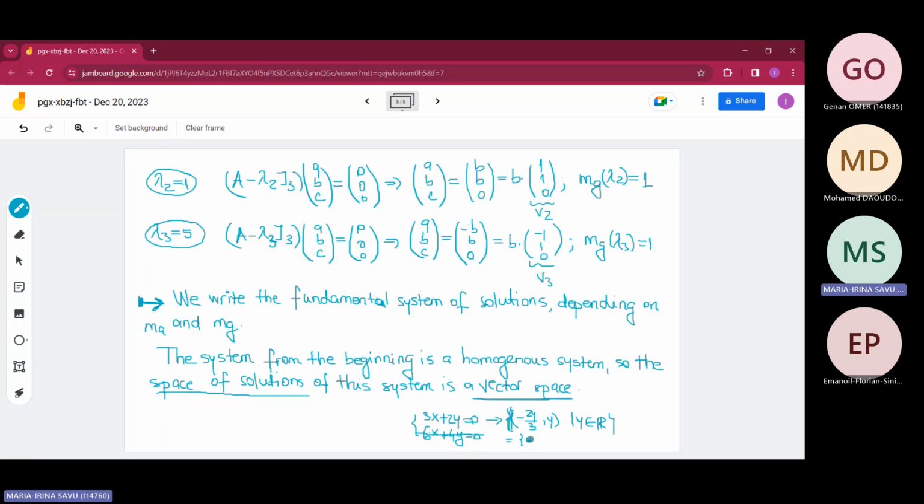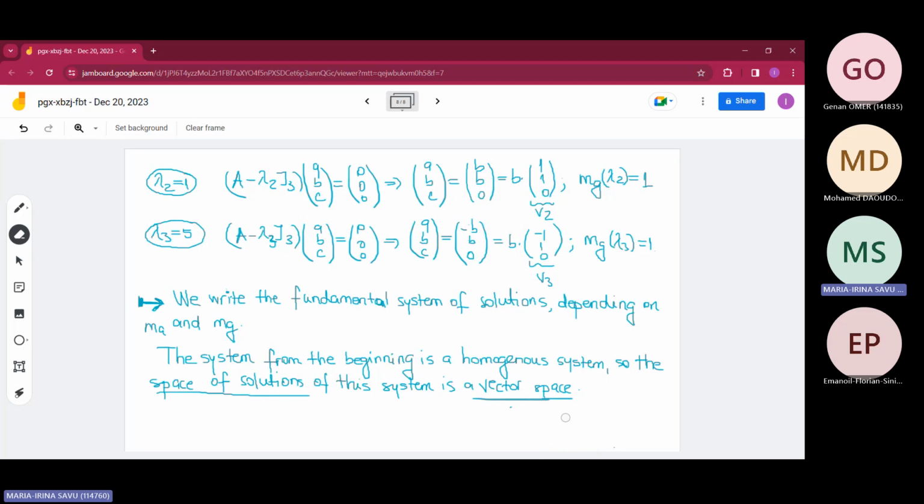Yes, it's y is minus 2 over 3 and 1, right? Yes. So this set of the solutions of a homogeneous linear system is a vector space. In order to write the solutions of this space, I need a basis. And in this case, the basis is given by the vector minus 2 over 3 and 1, correct? Correct. Okay, so let's go back to our system.